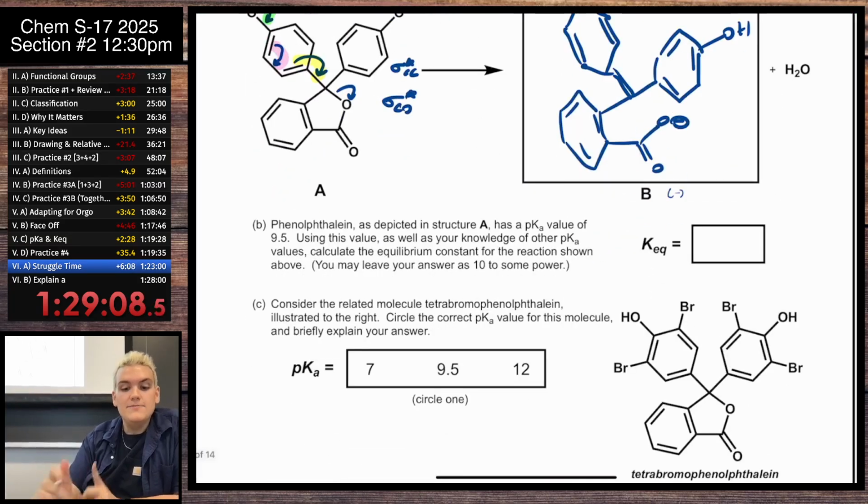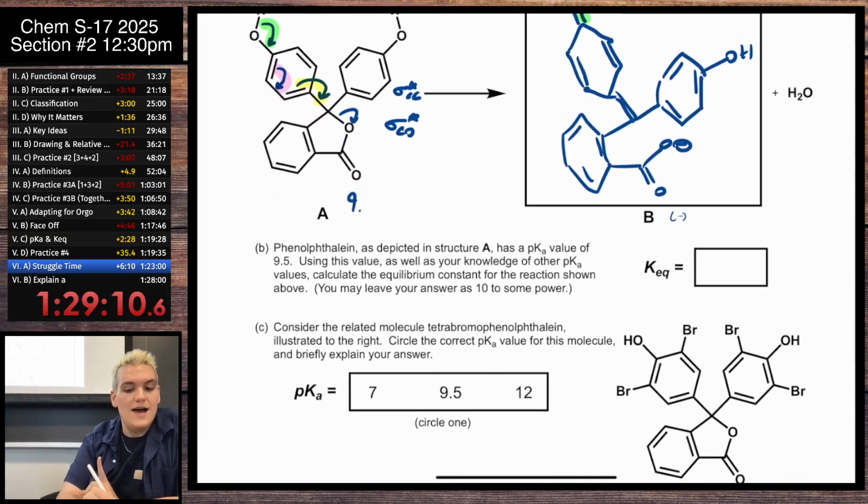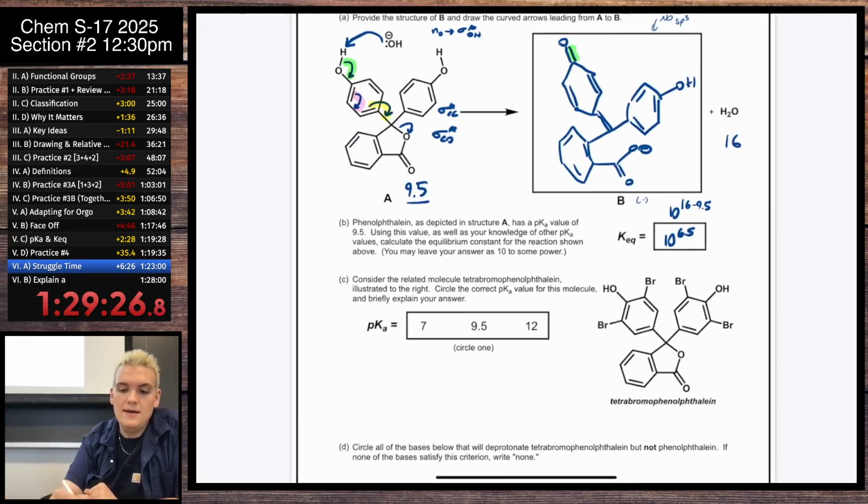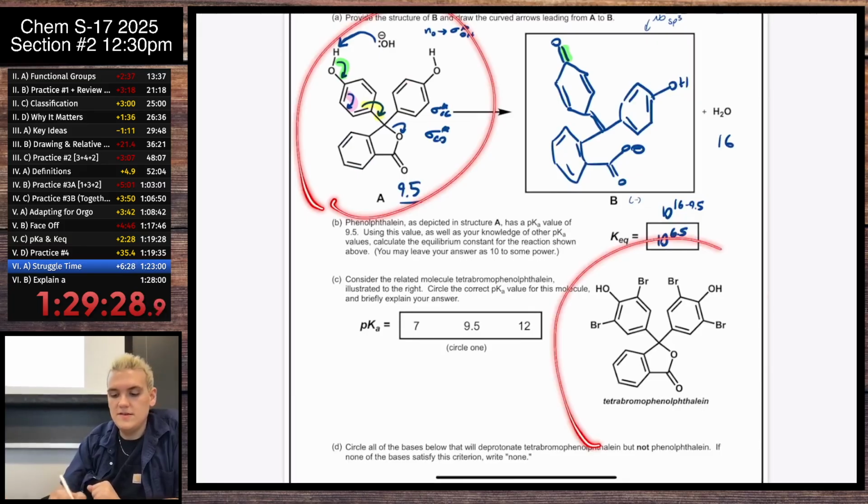Now, K-eq: we said the pKa of this is 9.5 by the problem. What's the pKa of water? 16. So this is going to be 10 to the 16 minus 9.5, so that's 10 to the 6.5. So is it product or reactant favored? Product favored, pretty significantly.